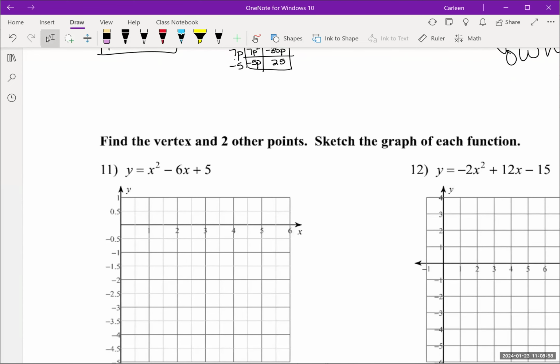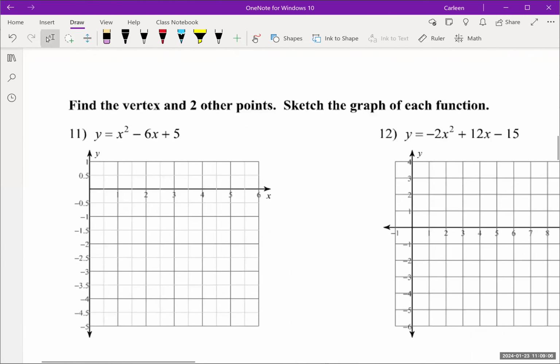Okay, find the vertex and 2 other points. We're gonna make a table of 3 values. First of all, what's the parent graph look like? Okay, exponent of 2 makes a U. Vertex. Now we could complete the square. Does anyone like completing the square? Nah. So what other method can we use to find the vertex?